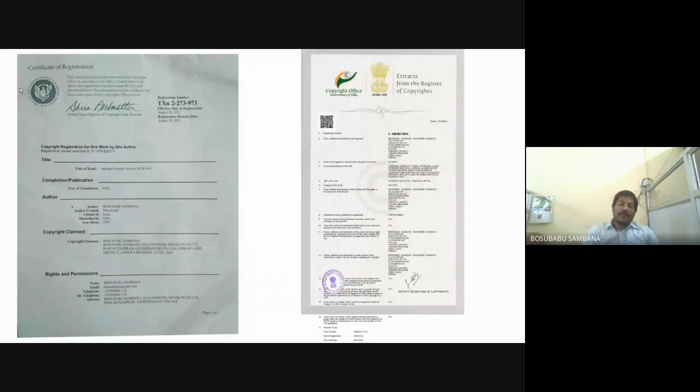These are my copyright grants. This is my intellectual innovation, the innovation of Internet Protocol version 16. The copyright grant from the USA, the American grant for Internet Protocol version 16. This is the Indian grant for Internet Protocol version 16. Okay.